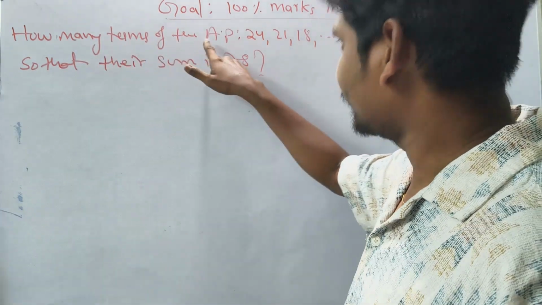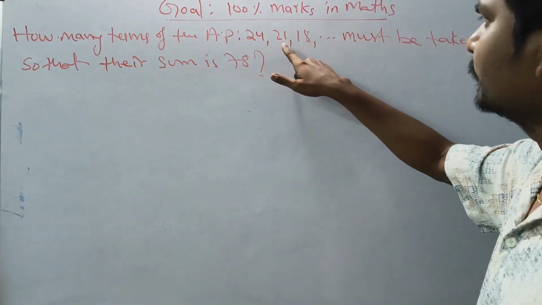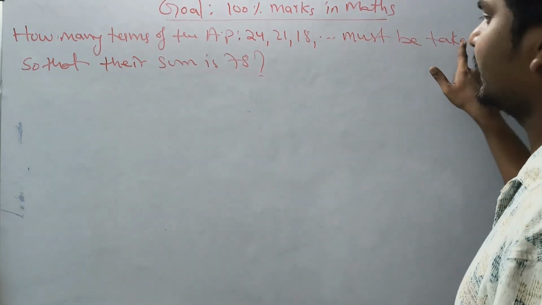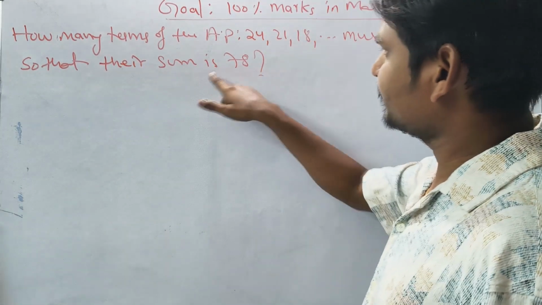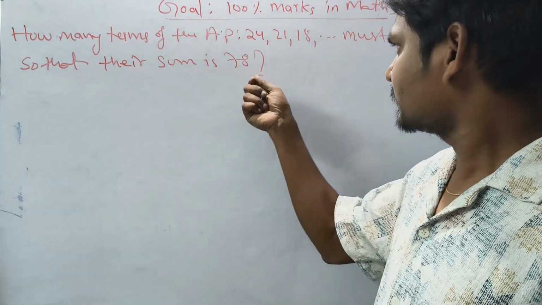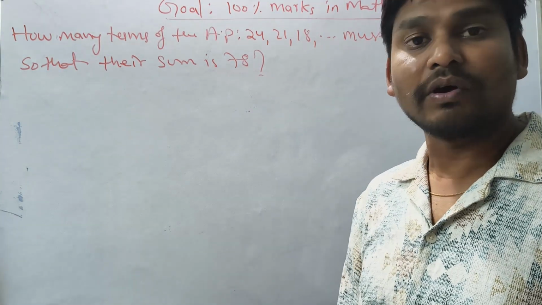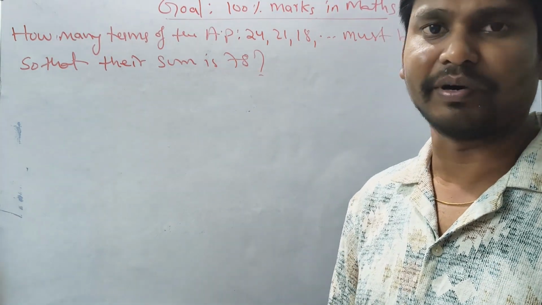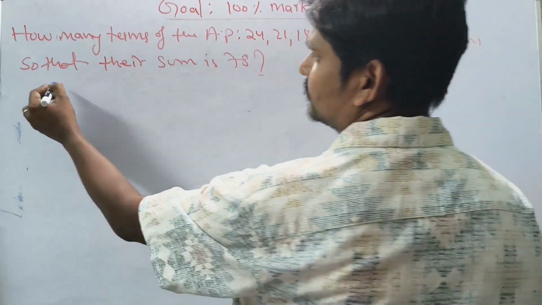Okay students, now we'll see another question. How many terms of the AP 24, 21, 18 must be taken so that their sum is 78? So how many terms must you add to get the sum 78? Understanding the question is very important. Now see how to solve this question.